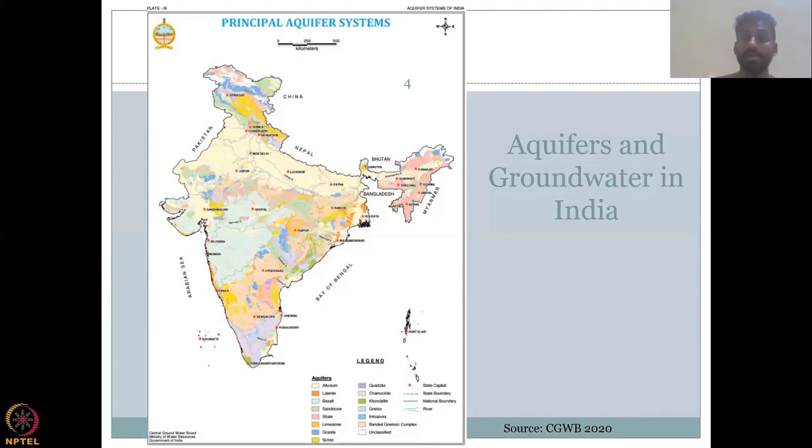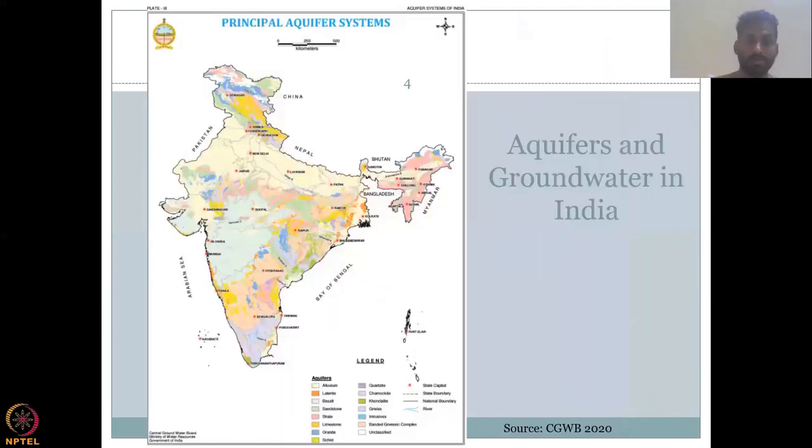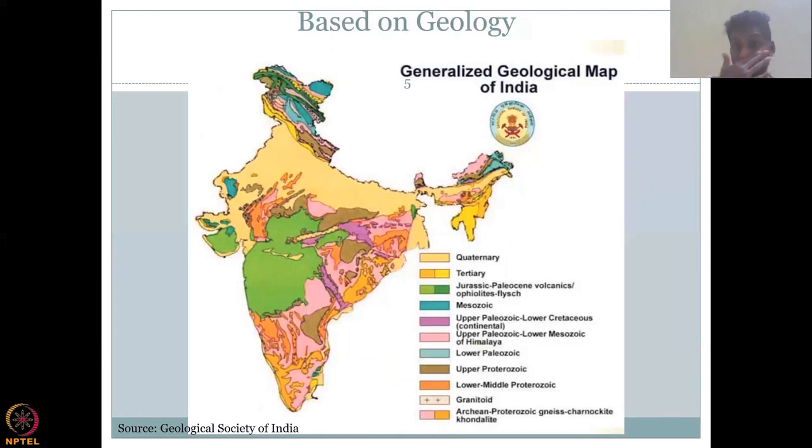Here we're just looking at the base material, which gives the space and rock materials for your porosity to happen, and that porosity stores groundwater. Now we're going to take another map by the Geological Survey of India. The previous one was from the Central Groundwater Board, where they do a lot of work on groundwater, whereas this one is based purely on the geology.